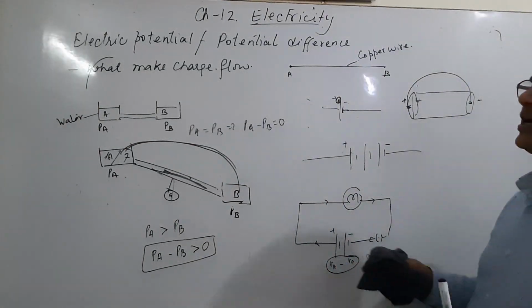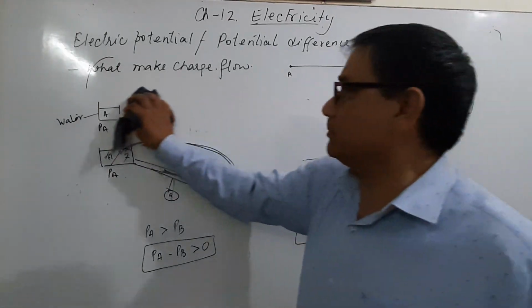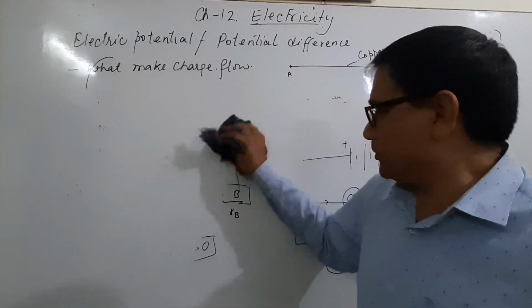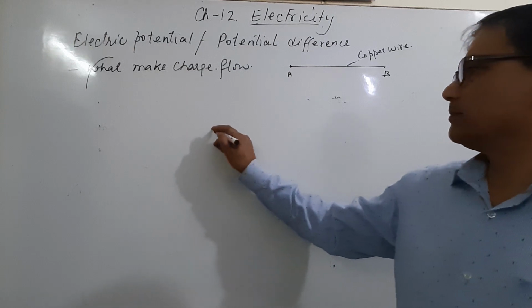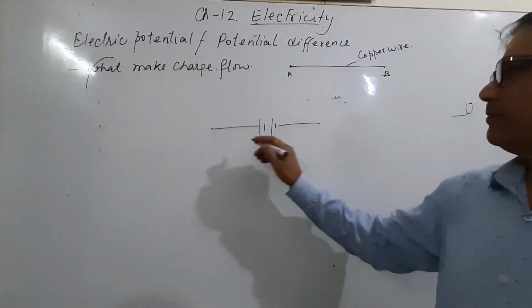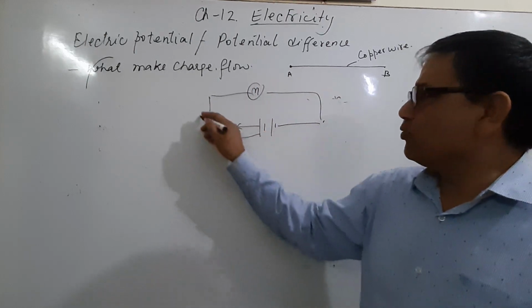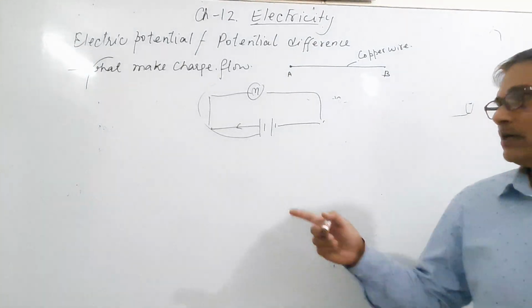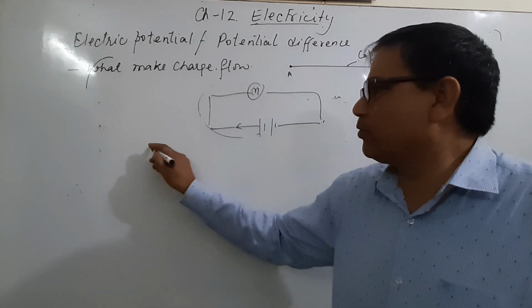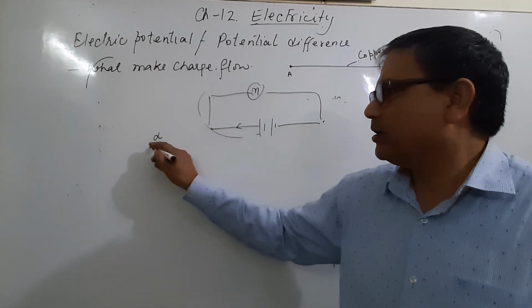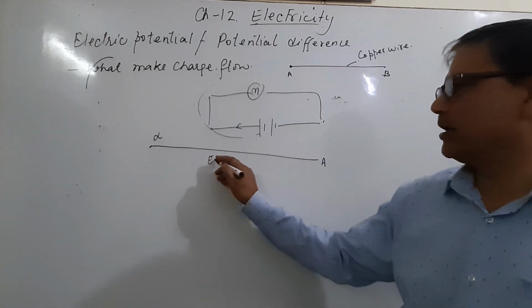On this basis, we can define electric potential. What is electric potential? When the charge moves from one point to another point, here a battery is connected, and the charge moves, it means some work is being done. Similarly, the amount of work done to bring a unit positive charge from infinity to a given point is known as electric potential.